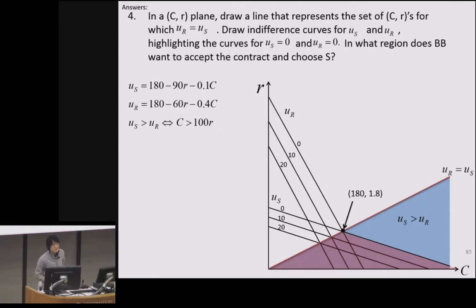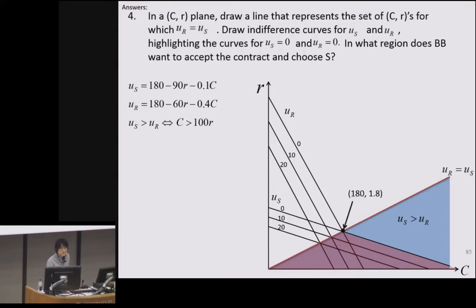If the contract is in this red region, then Brown Bakery prefers the safe project to the risky project, and Brown Bakery gets non-negative utility from selecting the safe project, US being non-negative. Okay, so if the contract is in this area, Brown Bakery would be happy to get the loan and select the safe project.